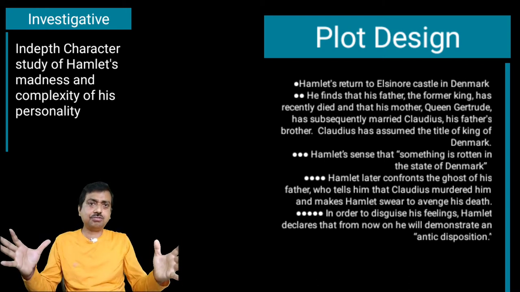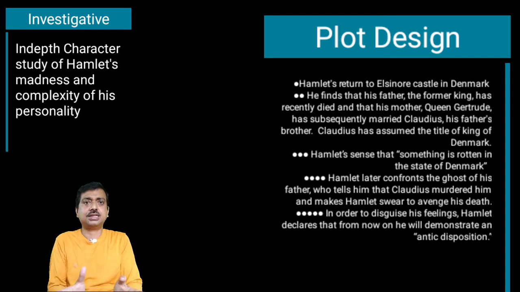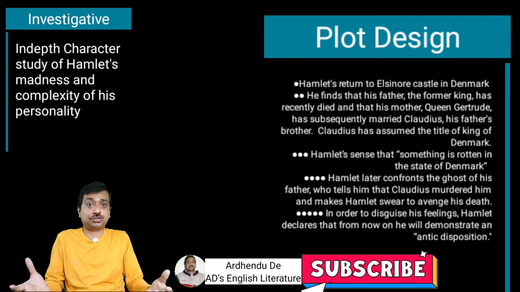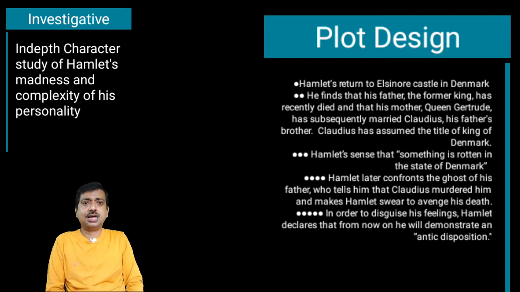Now, in order to disguise his feelings, Hamlet declares that from now on he will demonstrate an antic disposition, a kind of madness. His behavior appears to everyone but Claudius to be a form of madness. From this point in time, Hamlet expounds into an in-depth character study. Hamlet's madness grows, the complexity of his personality grows, the complexity of the plot intensifies, and the drama unfolds into a beautiful magic.